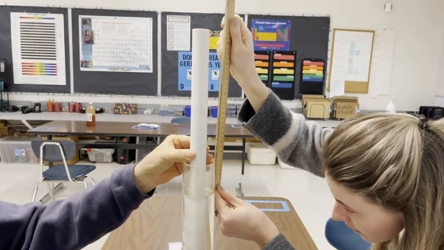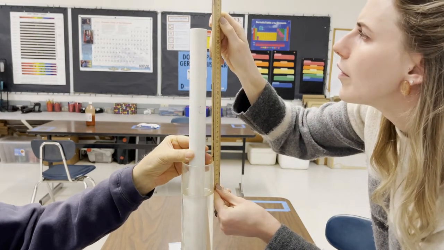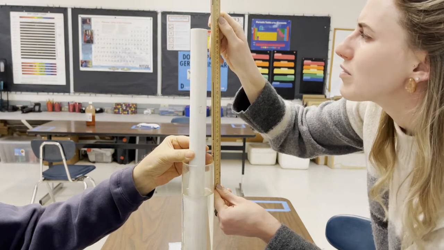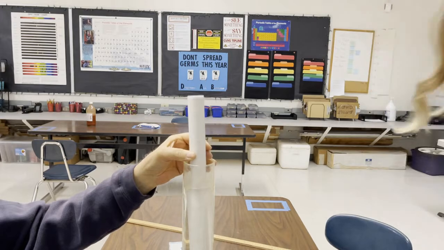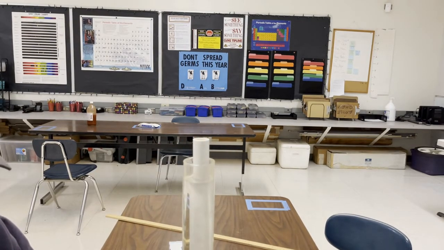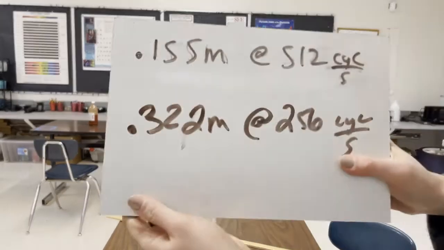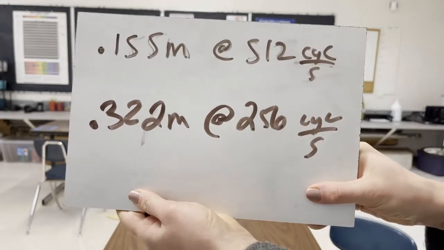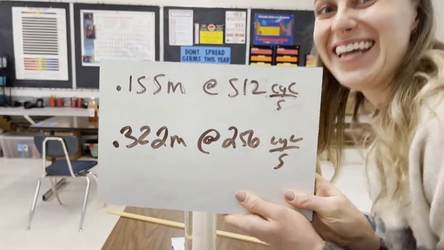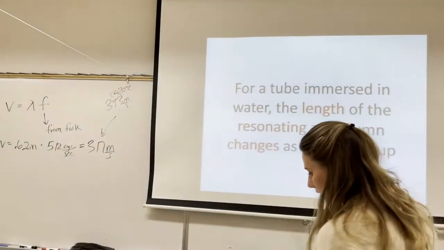This is pretty hard to hold here. We'll call it 32.3 centimeters. And you can see the problems associated with making this measurement. So the pipe out of the water is 0.323 meters, and there's the frequency, 256. Calculate the speed of sound, boys and girls.